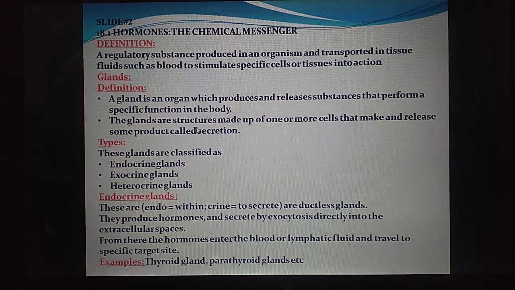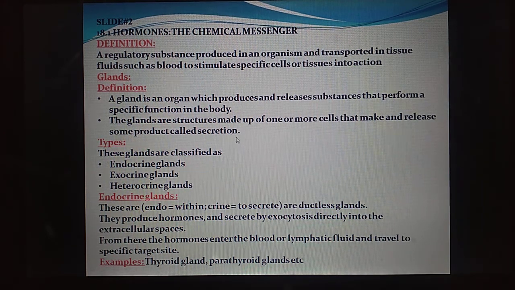Second definition: the glands are structures that are made up of one or more cells, right? If you see over here, one or more cells that make and release some products, which is called its secretion.